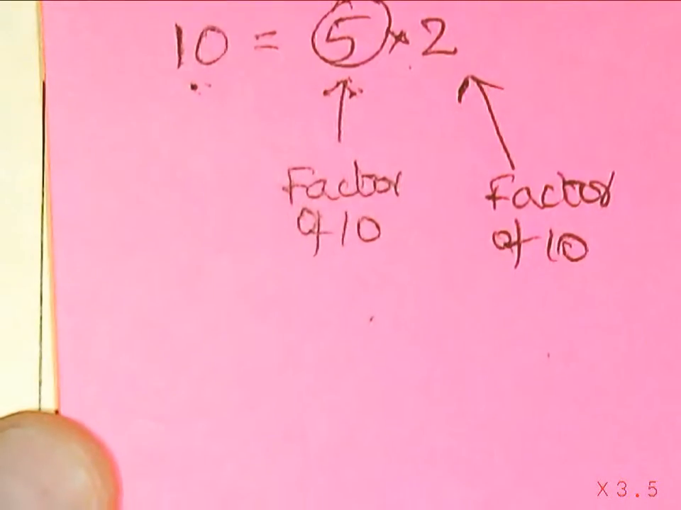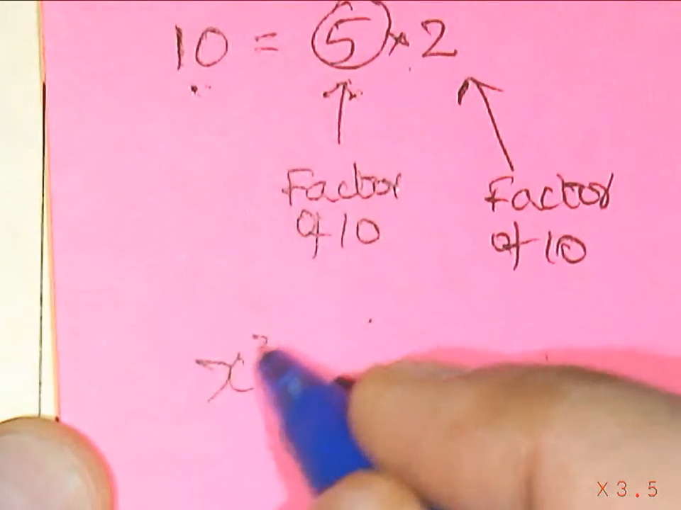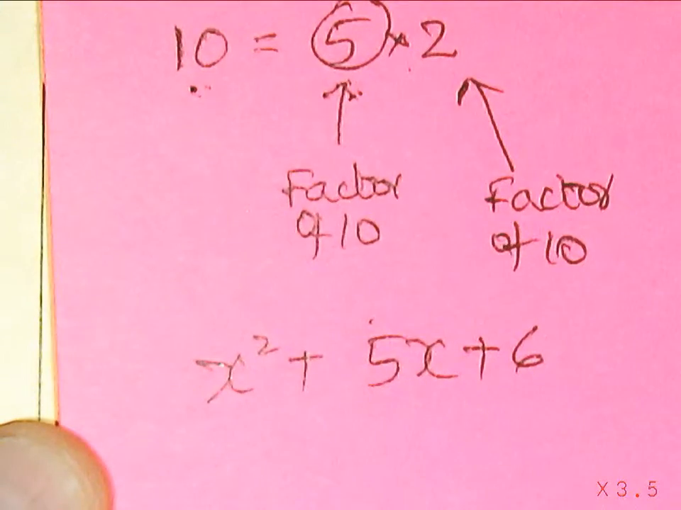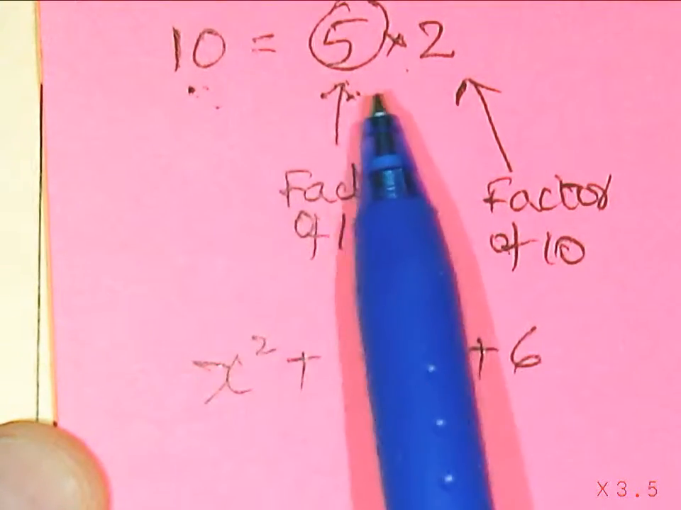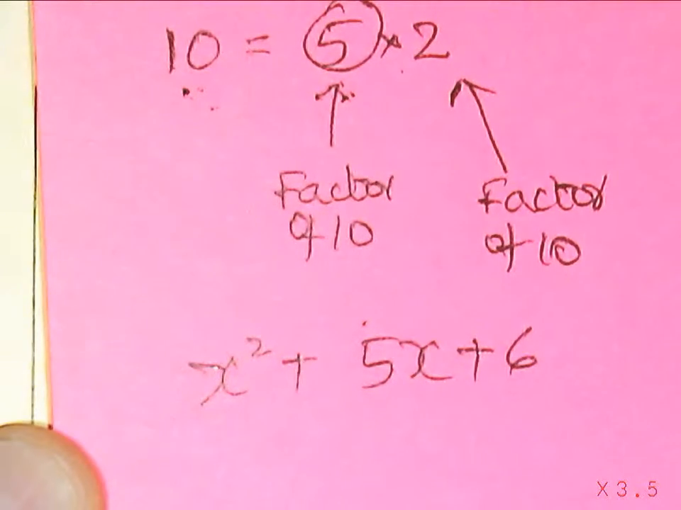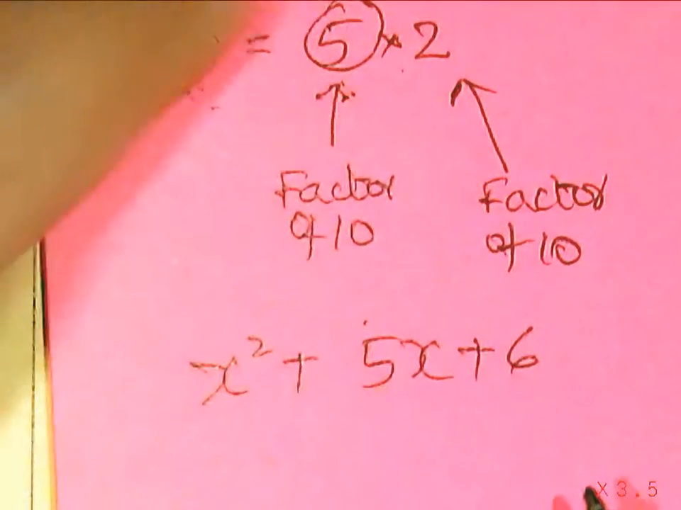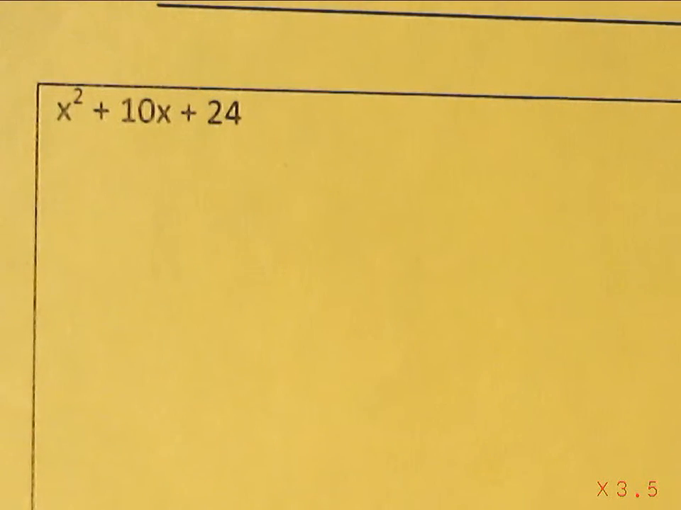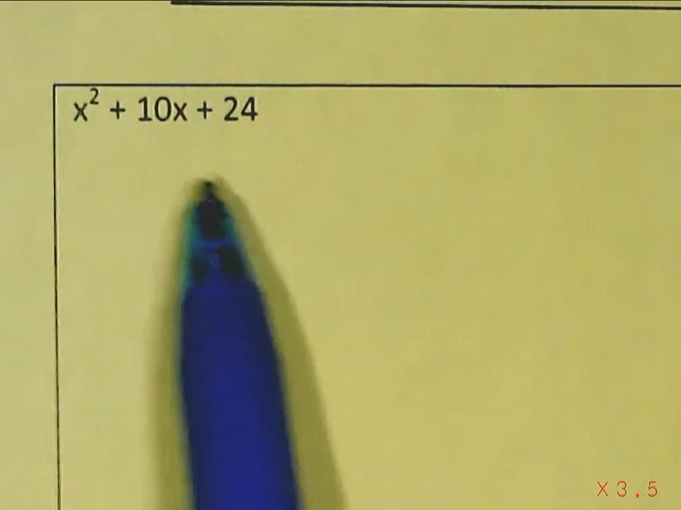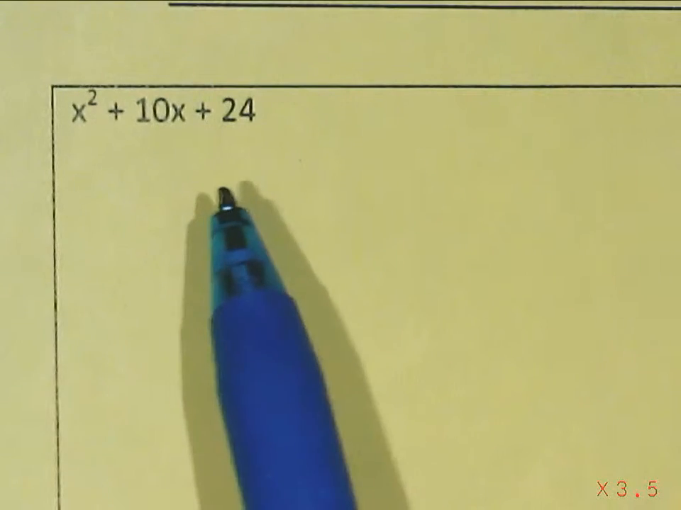But if you are given, let's say, x square plus 5x plus 6. Here 10 is an easy task for you to write as the product of two values. Then can you write this as the product of two values? There is a method called splitting the middle term. Splitting the middle term. That is, x square plus 10x plus 24 is given.